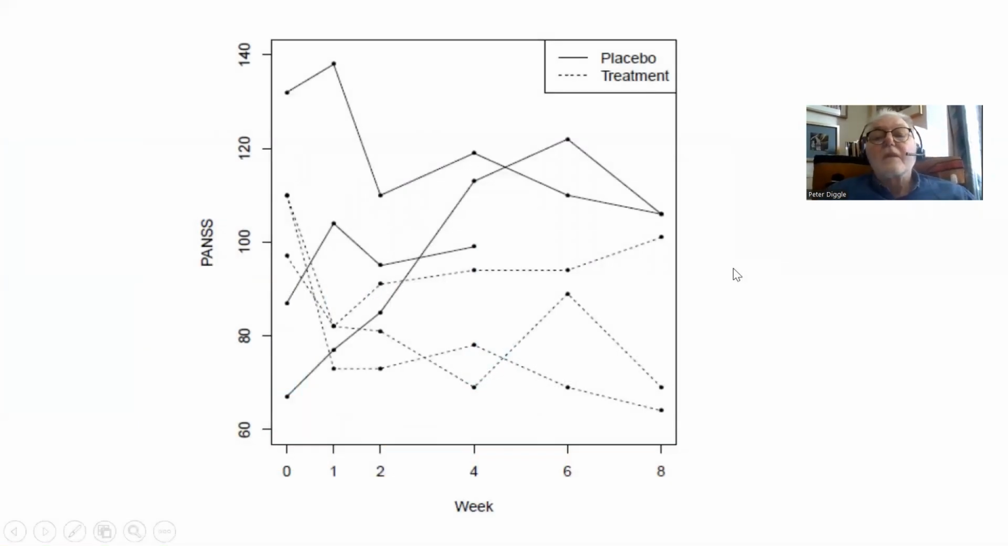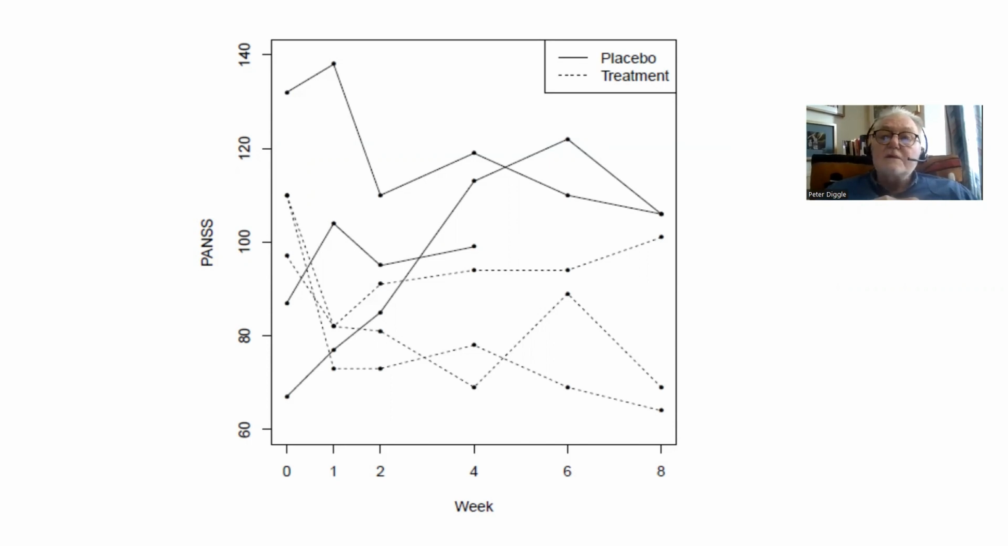Hello. What you're seeing on the screen is a representation of data from 6 individuals who took part in a randomized trial designed to investigate the effectiveness of a drug treatment for patients with chronic schizophrenia. On the x-axis, you have the time that patients were followed up for, up to 8 weeks. And on the y-axis, you have the response that was recorded for each patient, which is a measure of their symptom severity. So high is bad and low is good.